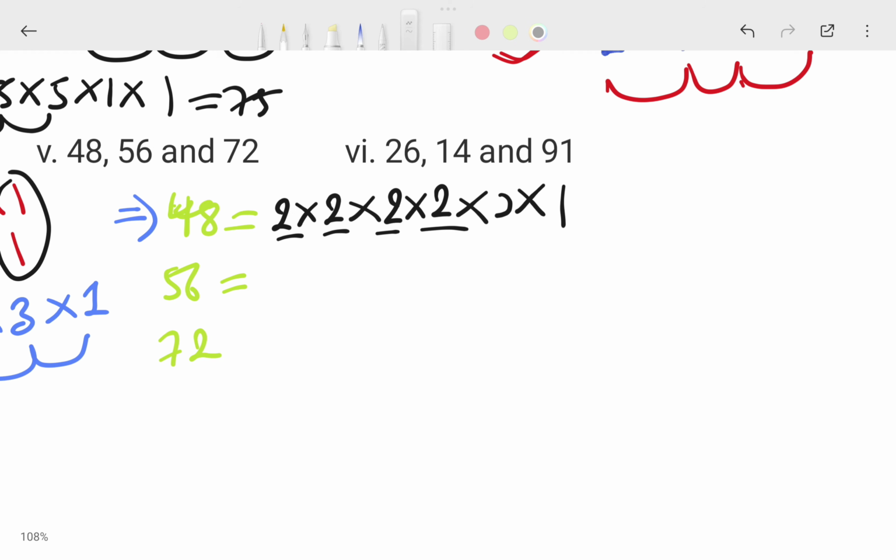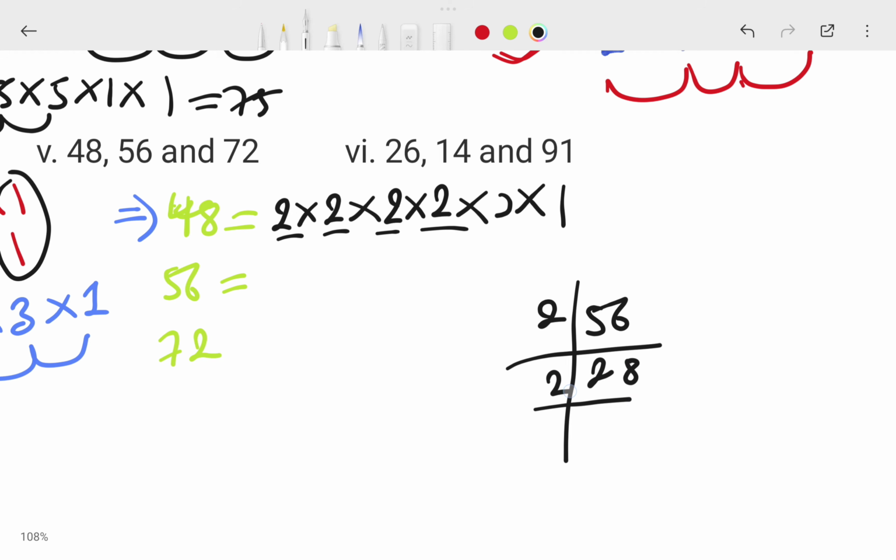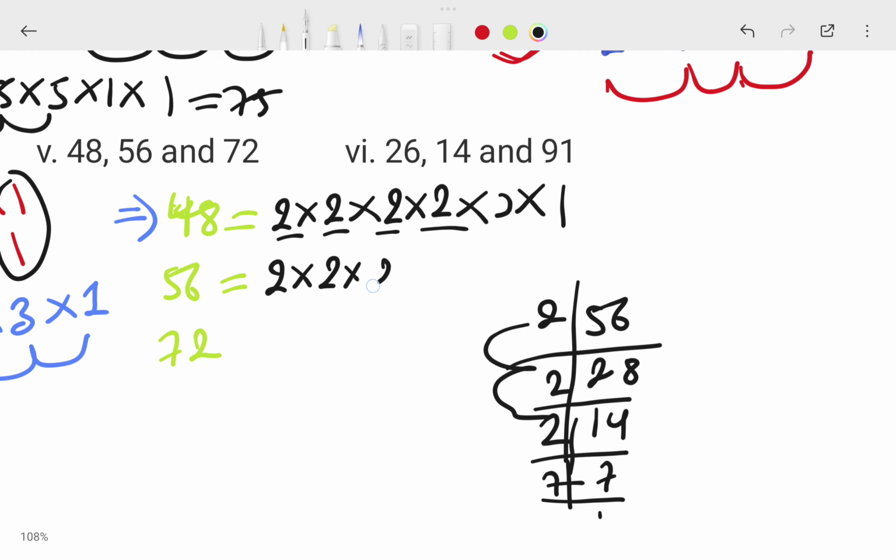Now let's talk about 56. Let's take the factors of 56. It is going to be 2 8s are 16, then 2 4s are 8, then 2 7s are 14, that's going to be 7 1. So 1 2 3, 2 is how many times? 3 times. 2 cross 2 cross 2. Then after that, cross 7 cross 1. Over.